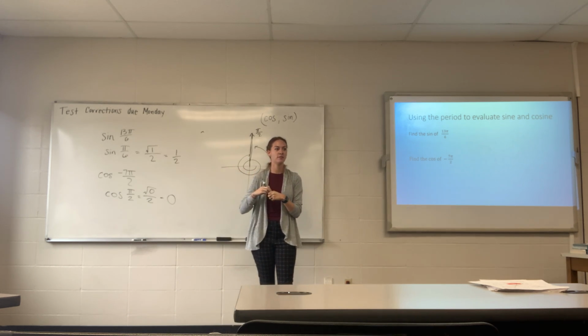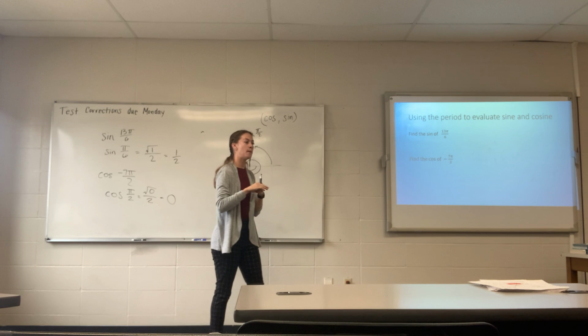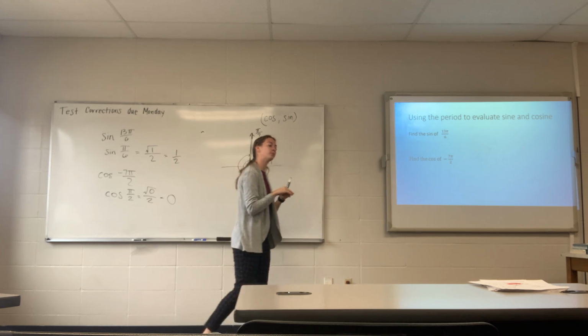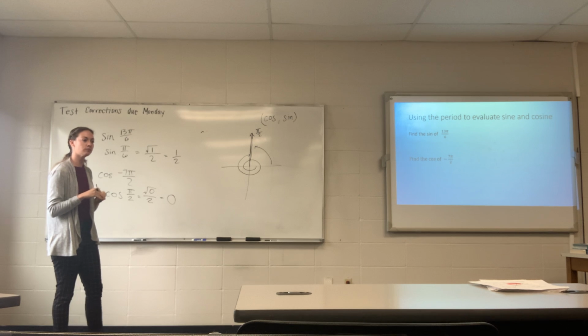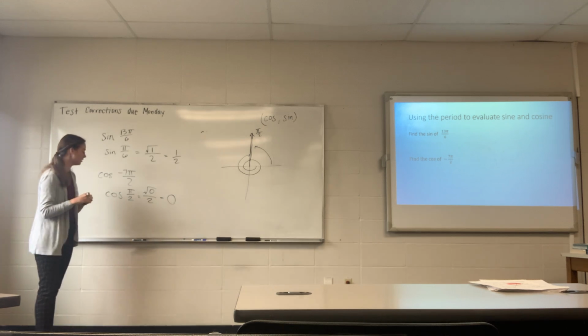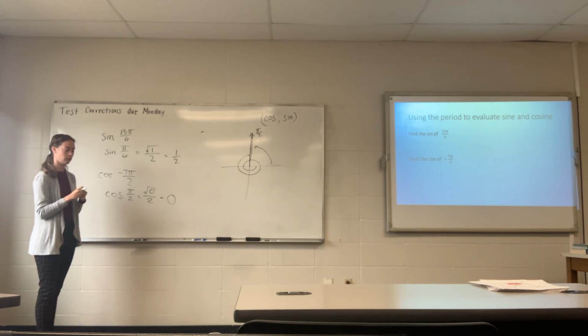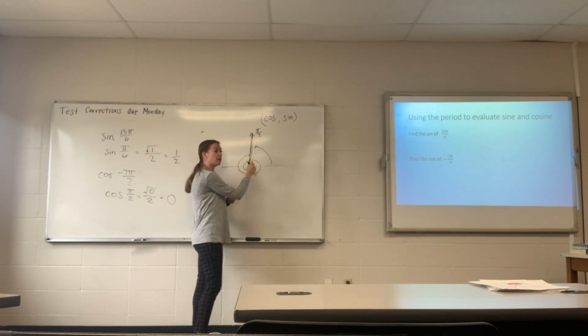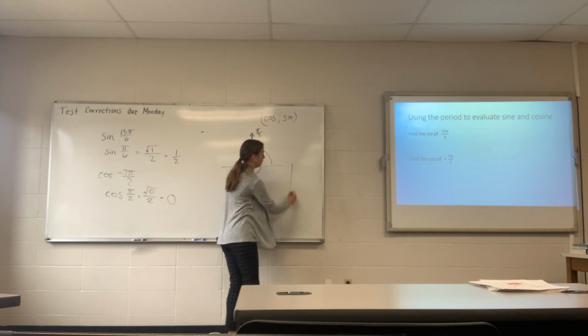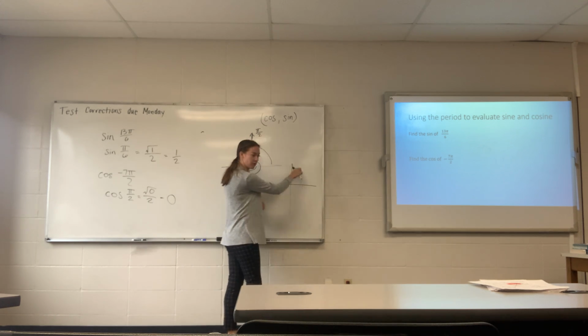I'm confused. What are you confused on, Carter? -7 pi over 2. Yep. I'm sorry, how did I figure out where that was? Okay, so the negative means I'm going in this direction. I started at my x-axis because that's where I always start. So usually if it's positive, I go this way, but if it's negative, I go down first.